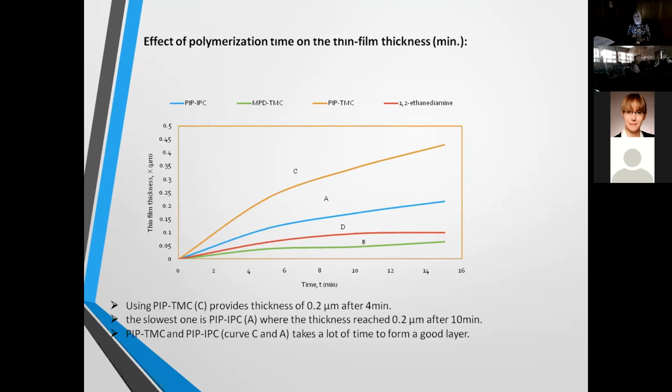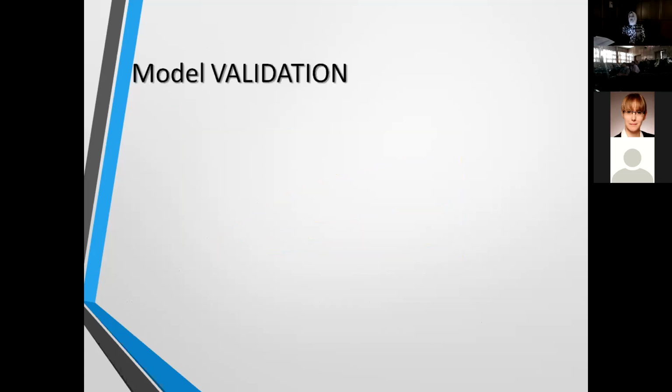Piperazine with trimesoyl chloride, curve C, will reach a thickness of 0.2 micrometer after 4 minutes, while piperazine with isophthaloyl chloride, curve A, will reach 0.2 after 10 minutes. So piperazine with trimesoyl chloride and piperazine with isophthaloyl chloride will take a long time to form a good layer.